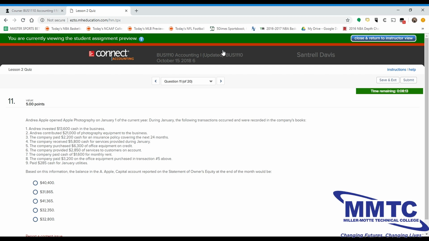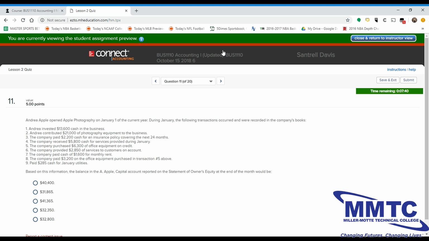The company purchased $6,300 of office equipment on credit. Okay, $6,300 on credit. We bought some equipment, we didn't use cash, we used credit. Go ahead. The company provided $2,850 of services to customers on account. Okay, so we did $2,850, we loaned out some services. Accounts receivable. They didn't pay us for it. They've got to pay us later.